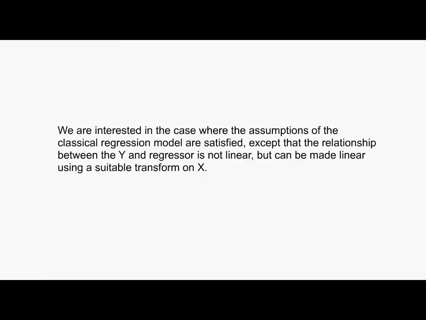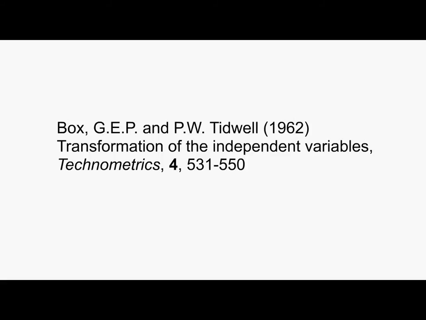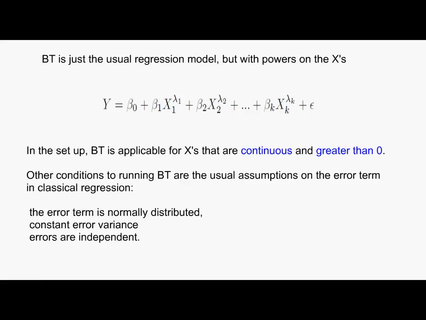We are interested in the case where the assumptions of the classical regression model are satisfied, except that the relationship between the y and the regressor is not linear, but can be made linear using a suitable transformation on the x. There are many approaches to modeling the functional form of the x's, and our interest today is on the Box-Tidwell transform, here after BT. BT considers powers of x in a regression and looks like this. In the setup, BT is applicable for x's that are continuous and greater than 0.